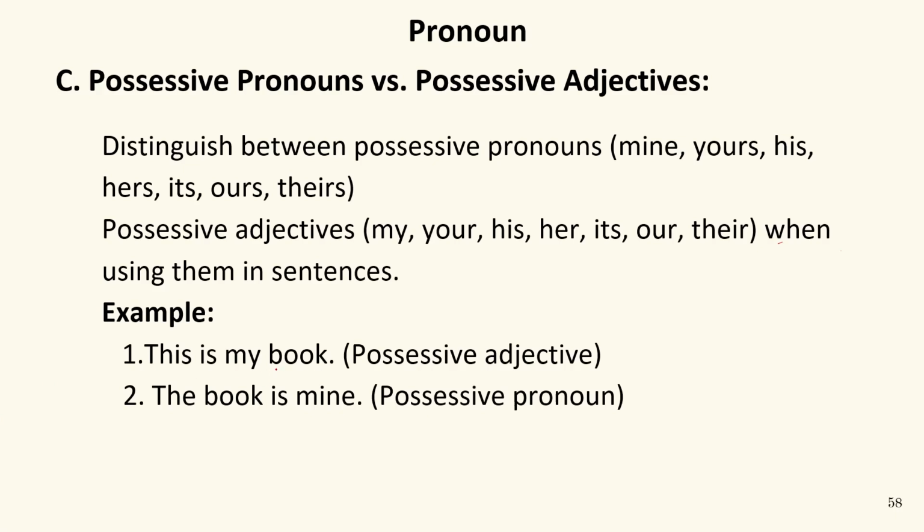This is my book. Now, book is a noun, and my is an adjective. So this is a possessive adjective. And this book is mine. You cannot write this book is mine book. That will be incorrect. So mine is a possessive pronoun over here that is replacing the noun in the sentence.